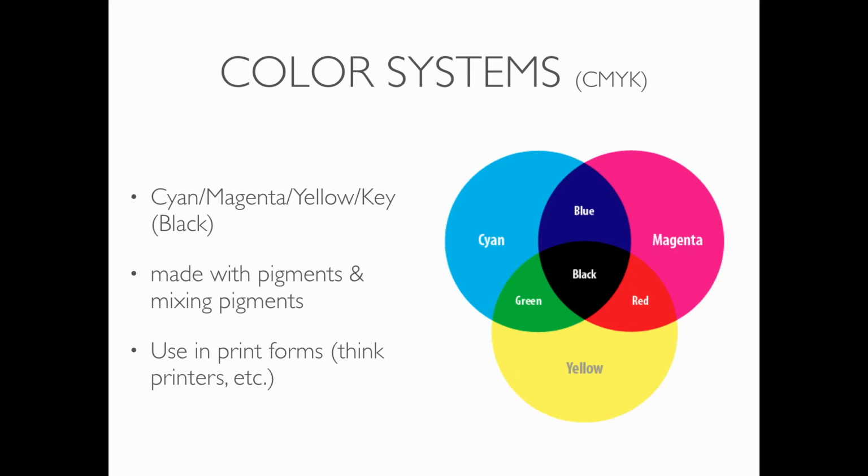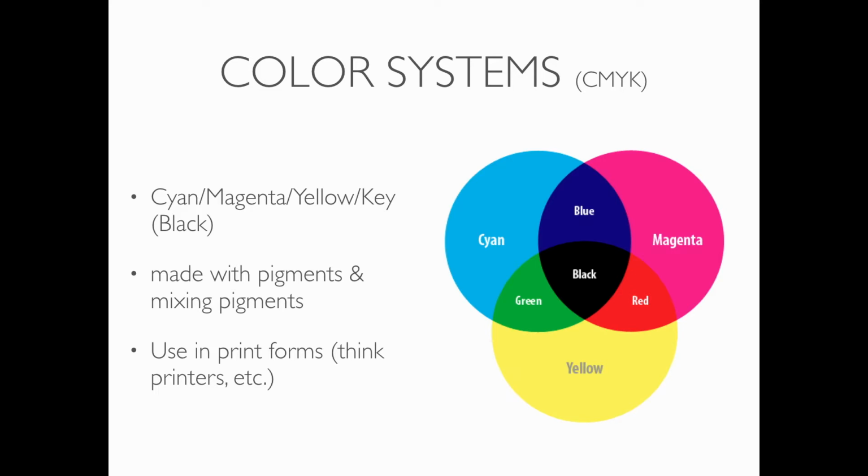The truth is that it's not quite black, and so that's where the K comes in, which is actual black. So we use actual black to substitute for that. It's just a little bit easier. But essentially, cyan and yellow together would end up making green. Yellow and magenta together would end up making red.